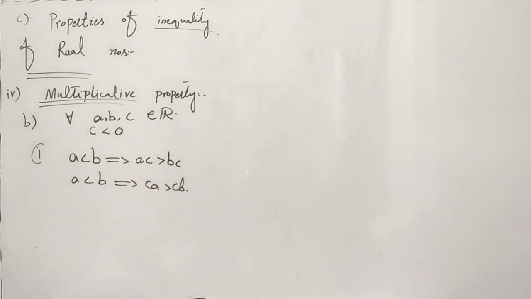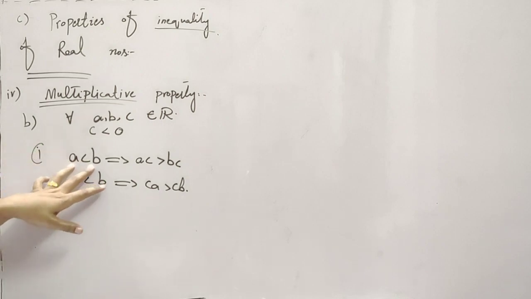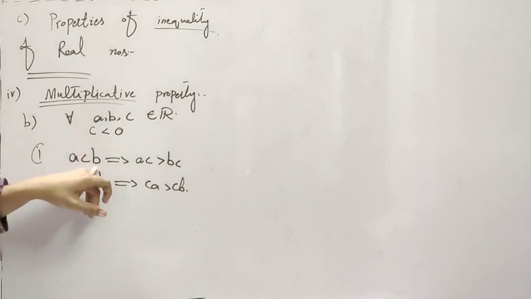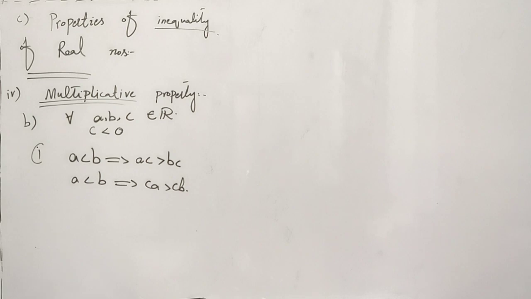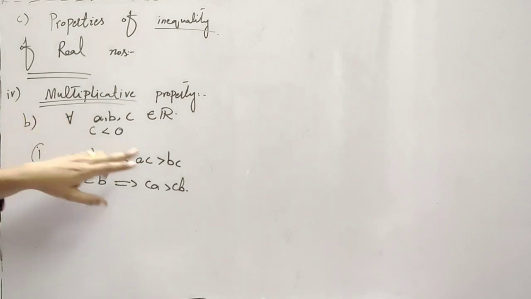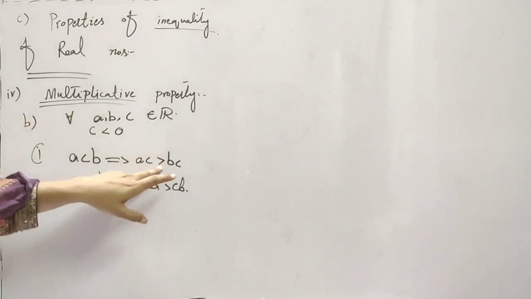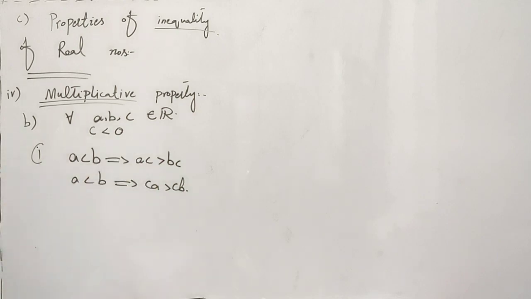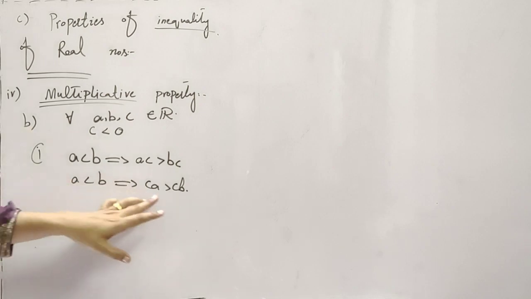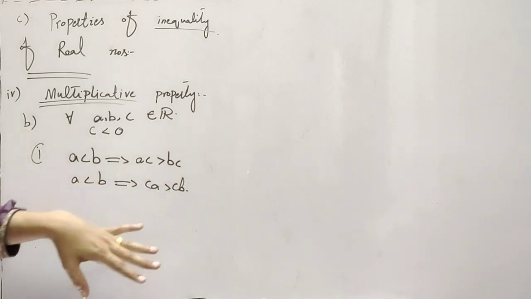What does it mean? It means that if you take any two numbers and the first number is less than the second number and you multiply both sides with a negative number, then the inequality sign will be changed, because the smaller side becomes the greater and the greater value becomes the lesser. So the inequality sign will change after the multiplication.